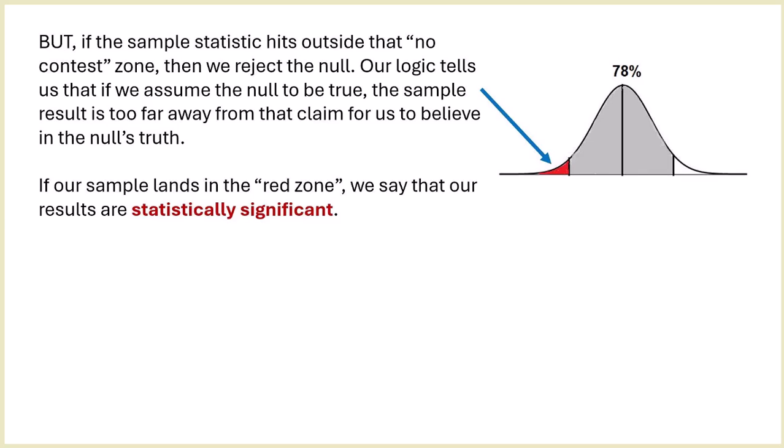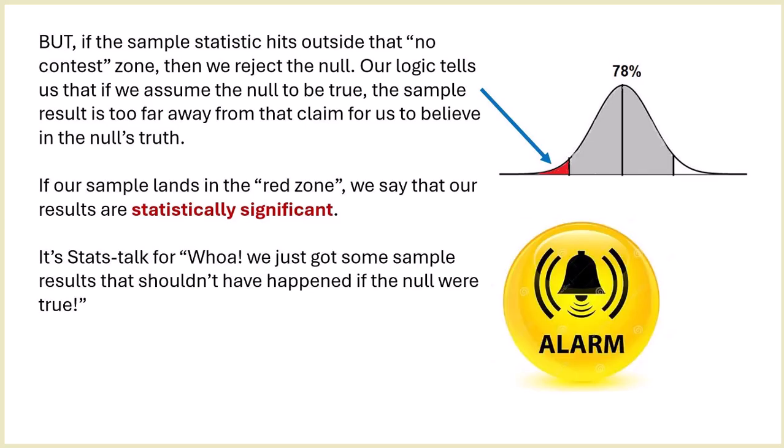All right, so I'm just calling it the red zone. If we land out there, then the statistics term for being out there is that our results are statistically significant. You'll see that term used a lot in statistics. It just means we're pretty far away from that claim. In everyday language, it's this: if the null really is true, then why am I getting sample results like this?